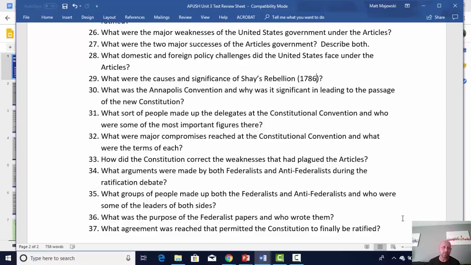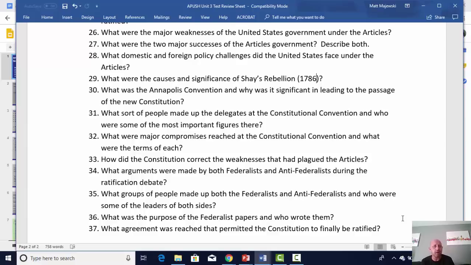Large states like Virginia that had a lot of people wanted it to be proportional, which meant the number of representatives would be determined by your population. They would have a lot more. That meant small states would have a lot fewer. Small states did not like that. They liked how it was under the Articles, where everybody had an equal number of representatives.